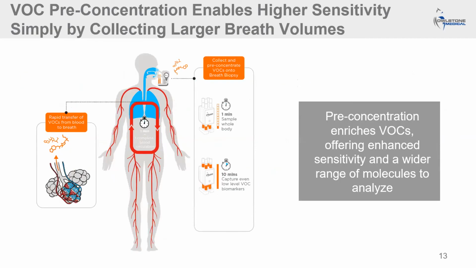Receiva collects a set volume of breath, which takes approximately 10 minutes. Since our blood volume circulates through our lungs about once per minute, there's quite a large headspace of blood collected in a given sample, and this pre-concentration enables much higher sensitivity.